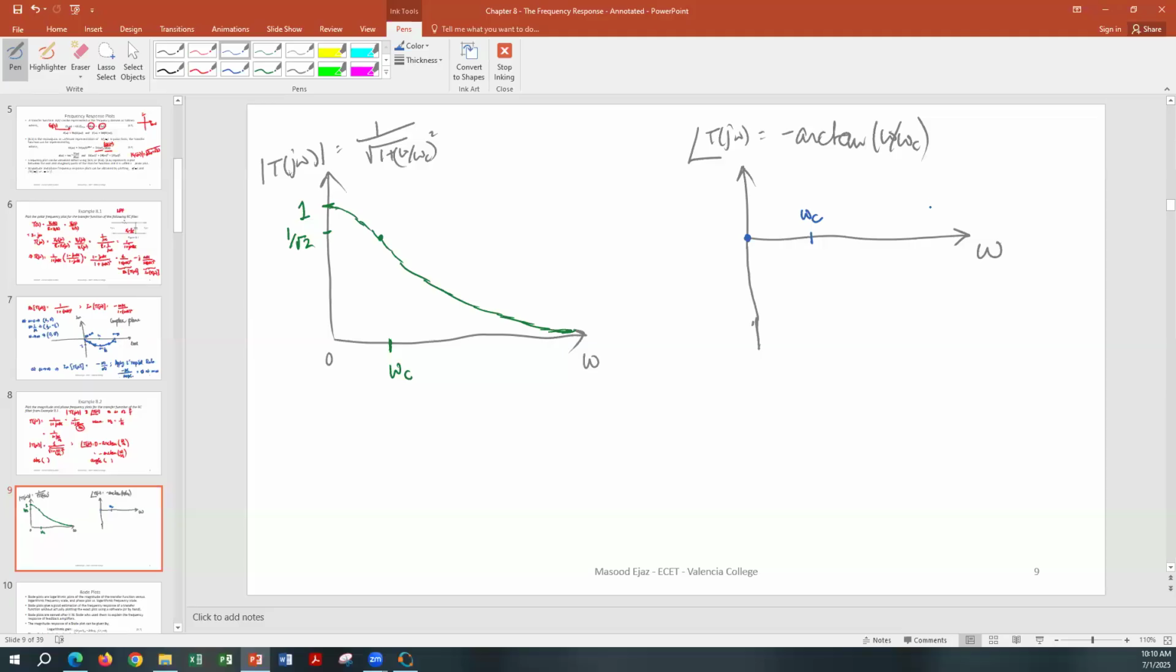Arctangent of 1. What is arctangent of 1? Negative what? Arctangent of 1. 45 degrees, yeah. So negative 45 degrees. And then when omega is going to become very large, arctan of a very large number, what will be the angle corresponding to a very large number when you take the tangent? 90 degrees, so negative 90.